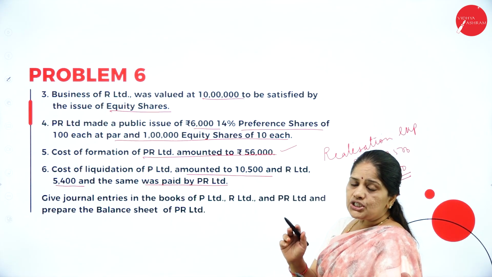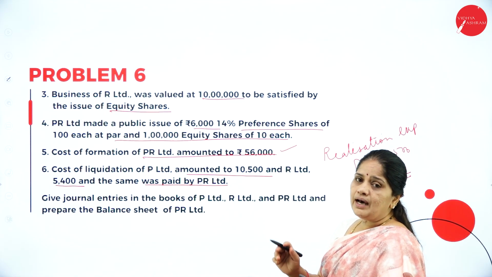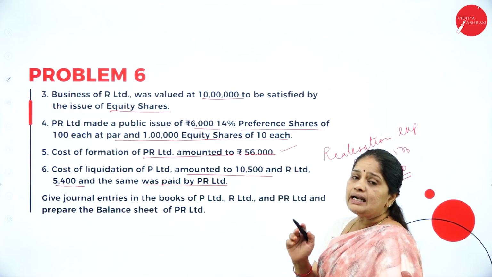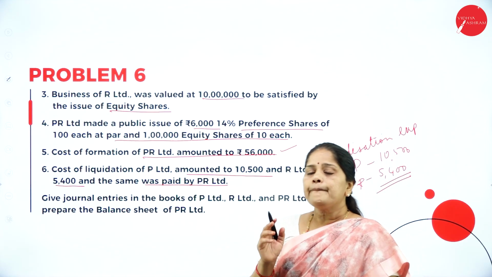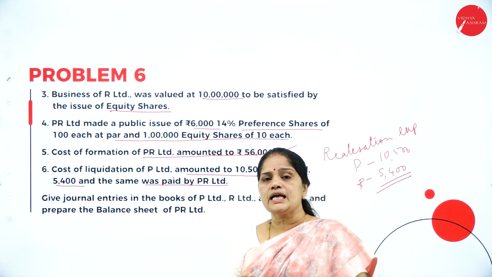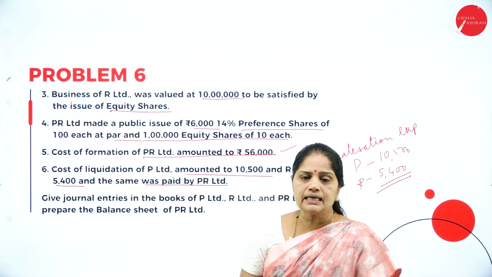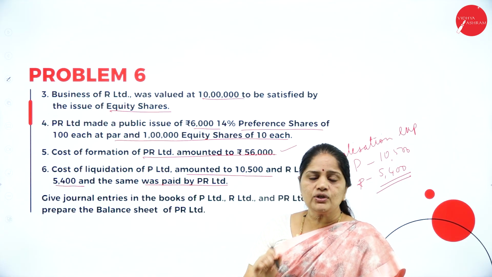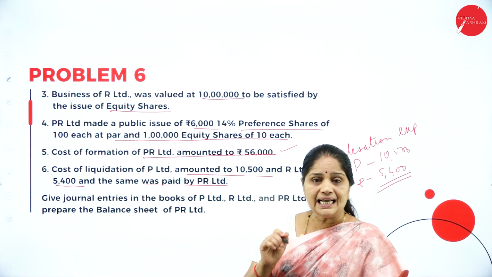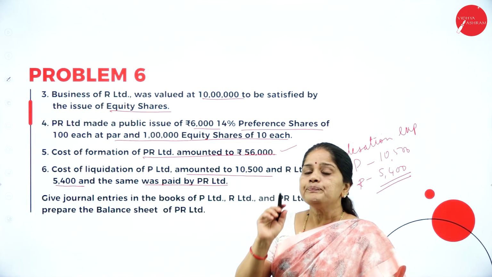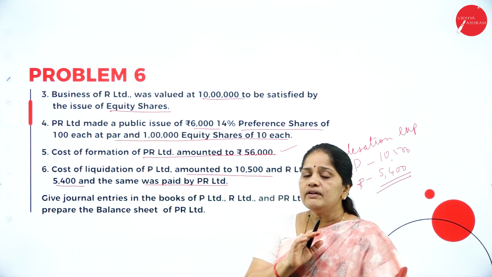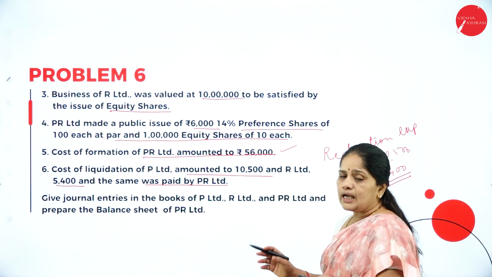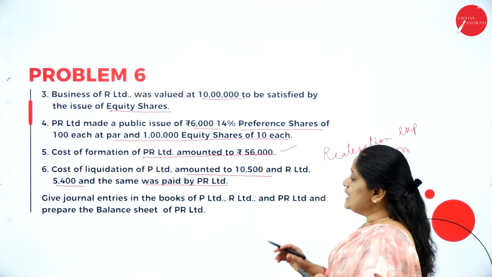So the entry should be made in the books of the purchasing company and not in the books of the selling company. We should remember that if the realization expenses are borne by the selling company, then we have to mention that entry in the realization account. But if the selling company is not bearing the expenses, then we need not mention the expenses in the realization account.